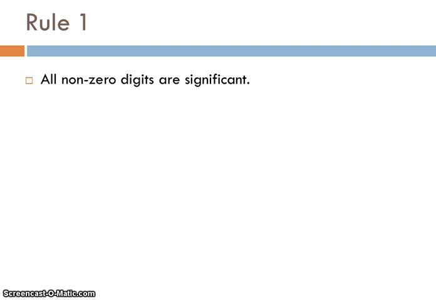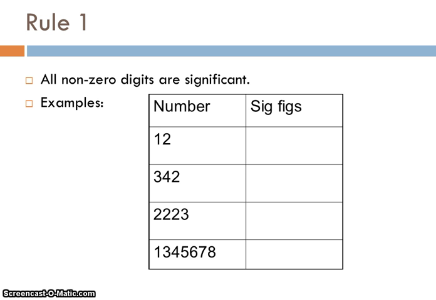Rule number 1 says all non-zero digits are significant. If it's numbers 1 through 9, they're significant. Really easy. So the number 12 has 2 digits. None of them are zeros. 2 sig figs. 342, 3 sig figs. 2,223, 4 sig figs. 1,345,678, 7 sig figs. All right, so it's very easy when they're all non-zero digits.